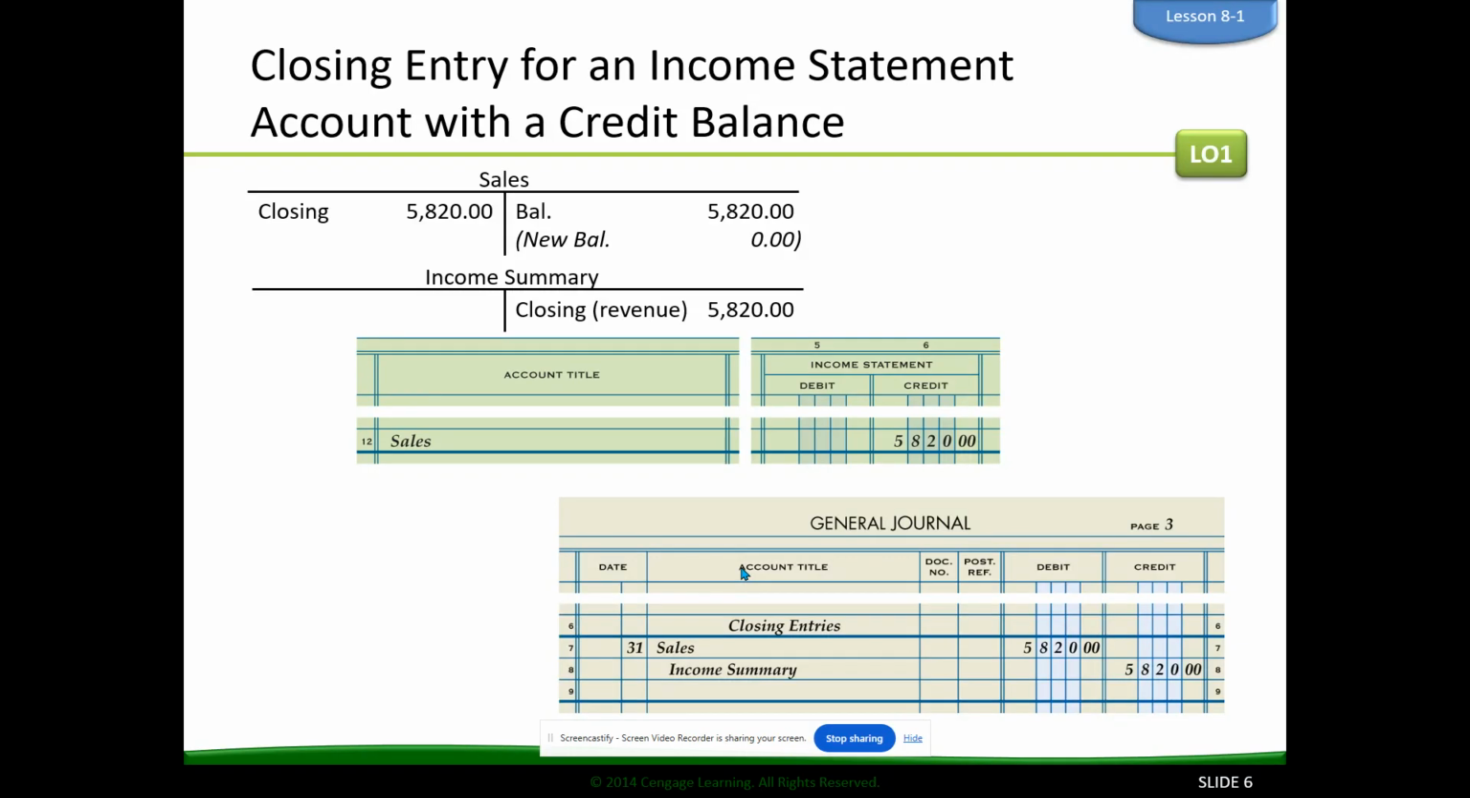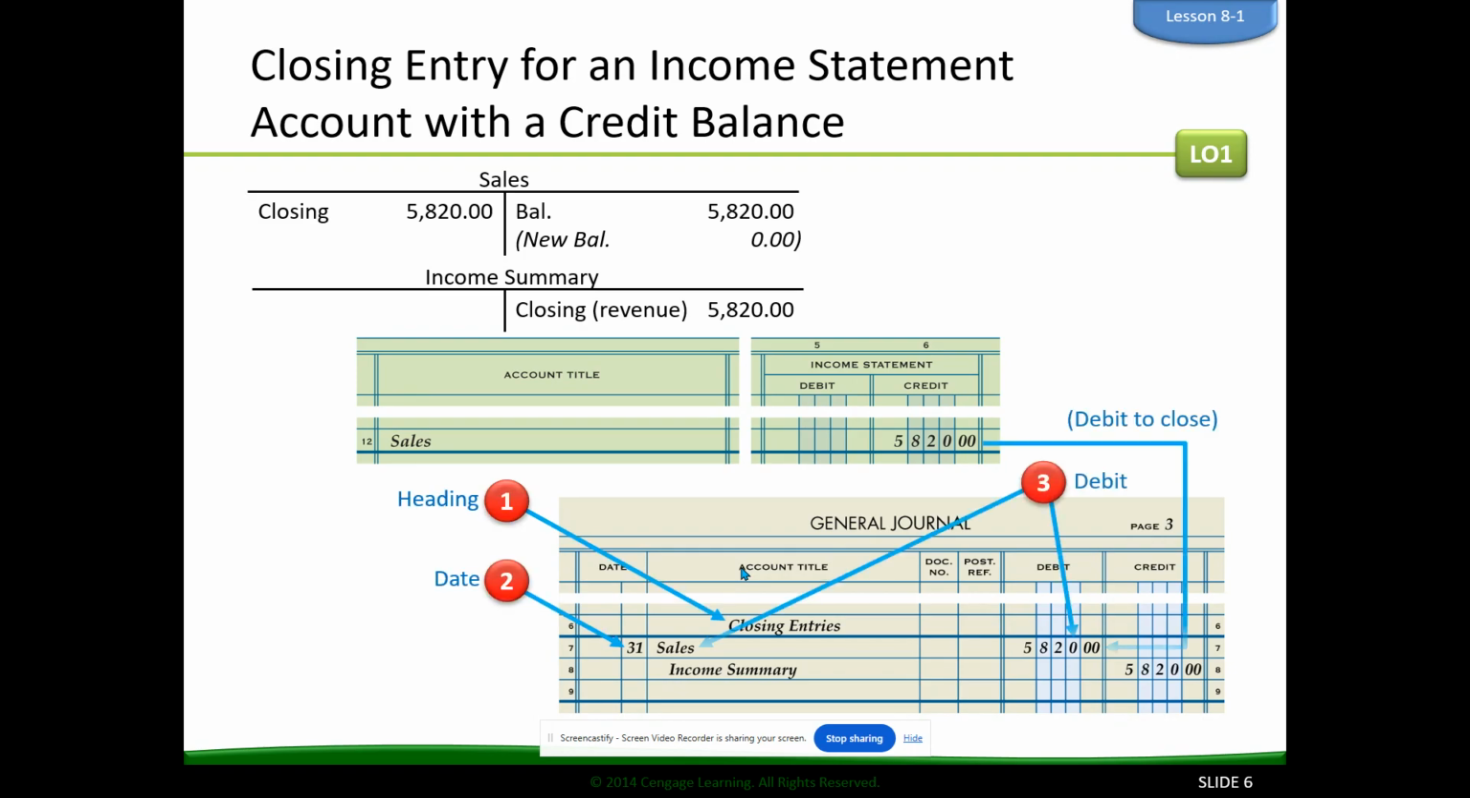You see sales is going to be my debit. Now notice in the income statement, sales is a credit. So in order to make a credit 0, in order to get rid of it, I have to do the opposite, which means I'm going to put it in as a debit. And then that debit is going to be put into income summary as a credit. So that is transaction number 1. That is my first transaction to close my revenue account.